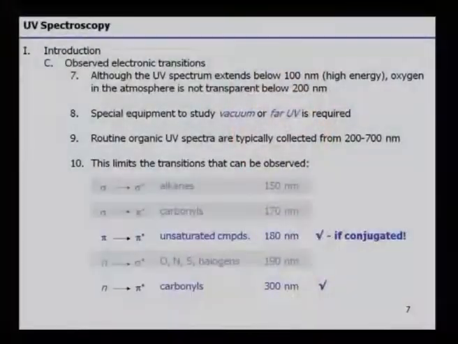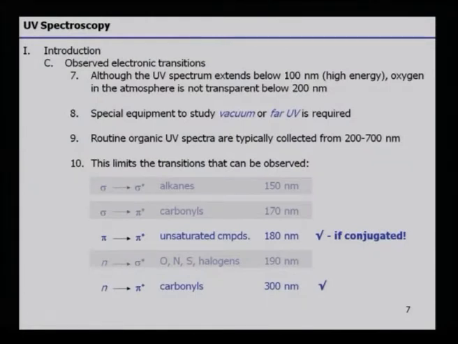This limits the transitions that can be observed. We cannot now consider sigma to sigma star, that is the alkane, which is in the region of 150, or sigma to pi star carbonyls, which are in the region of 170 nanometers. They are out, because we are scanning from 200. Naturally, it will not analyze anything below 200. So, that is ruled out.